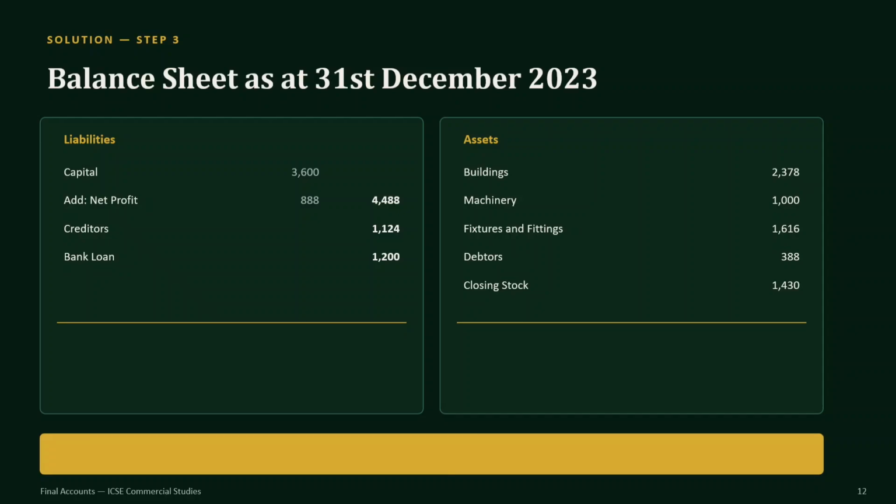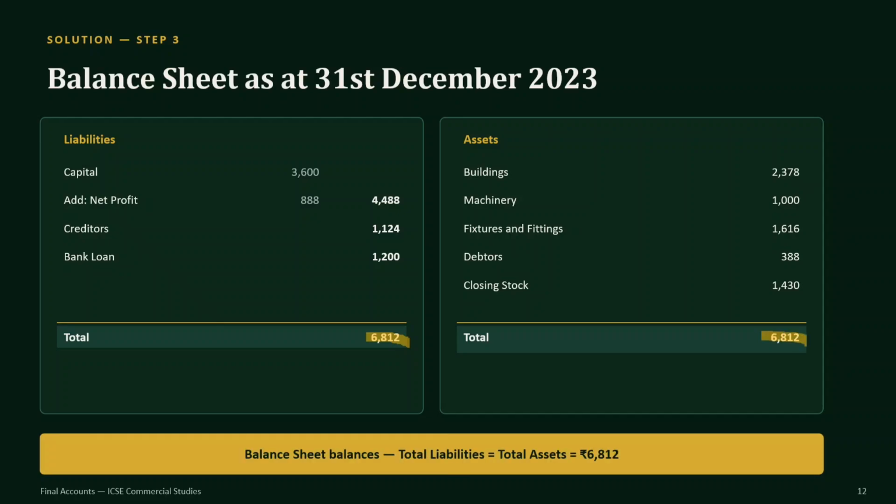We already used this in the trading account, right? It shows up again here because it's still an asset sitting in the shop. Now both sides land on the same figure, 6812, and that match is the business telling you, yes, I balanced you correctly. The balance sheet balances: total liabilities is equal to total assets.